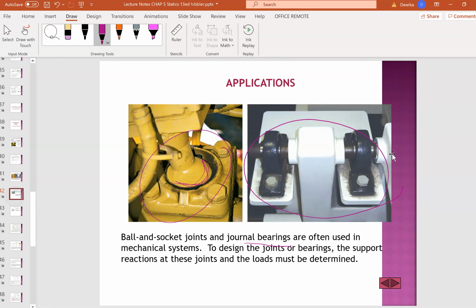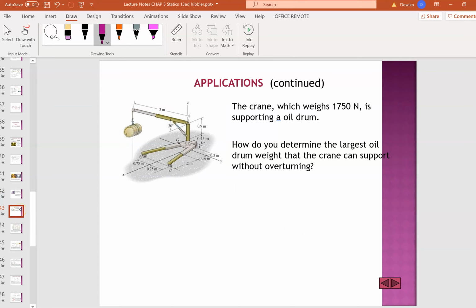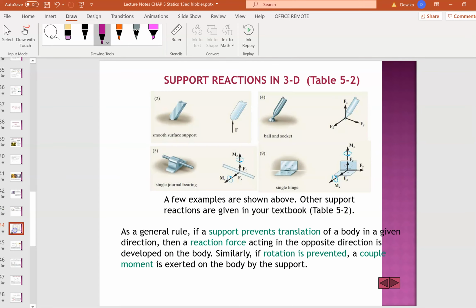You still need to study them. And then the tie rod from point A, you have seen this kind of thing. This is joined to a shade down here. So these are real life applications, and you have seen all these kinds of cranes.